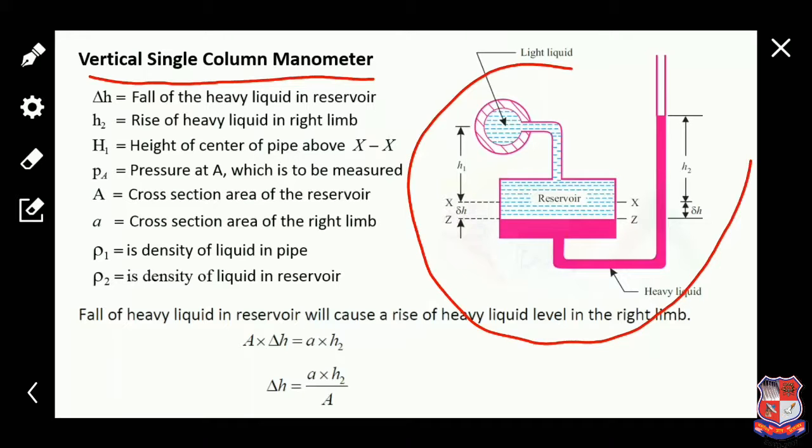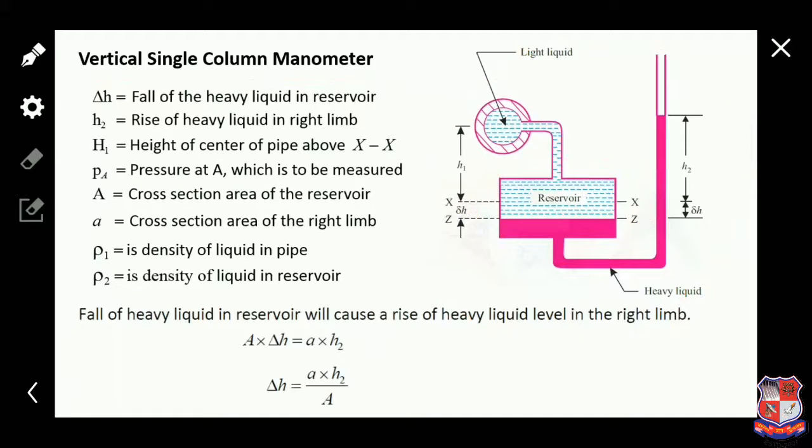This manometer is a modification of the U-tube manometer. In this manometer, in the left column, a large cross-section diameter reservoir is provided, as shown in the figure. So if a heavy liquid in the reservoir falls by a very small amount, we get a rise of the heavy liquid in the right side by a higher amount. So a relation has to be developed between the fall and rise of liquid in the left and right columns.